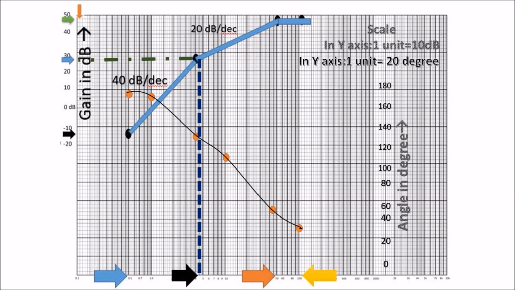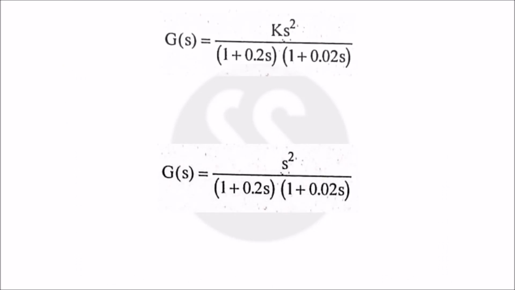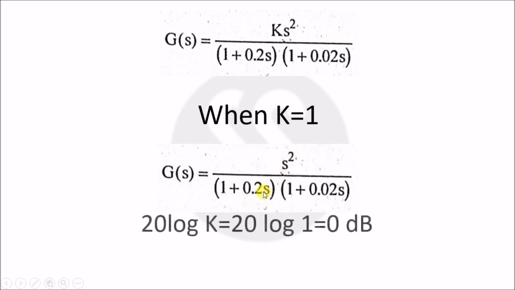But here k is some value, some 28 dB. When you look at this transfer function, k is just multiplied with the numerator. Let me take k equal to 1. When k becomes 1, I get the earlier transfer function. That means 20 log k equals 20 log 1 equals 0 dB.